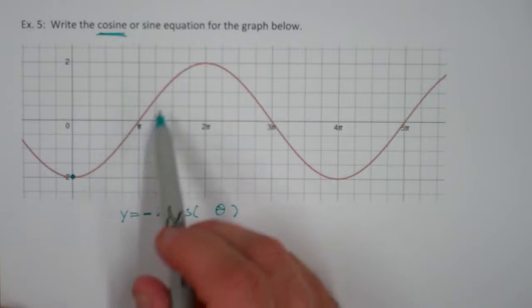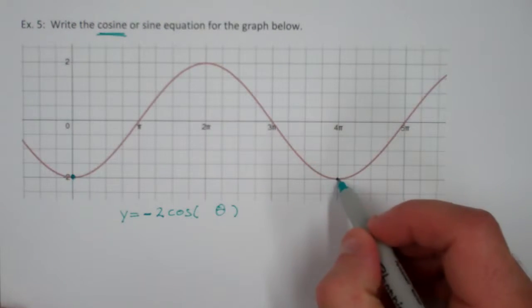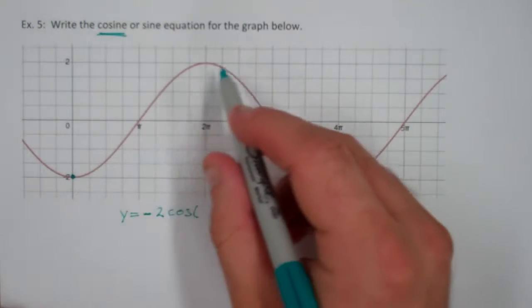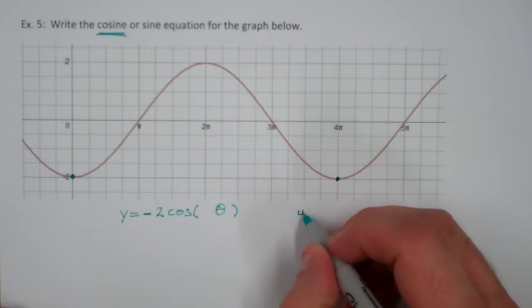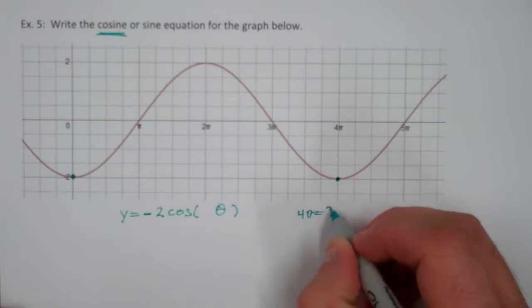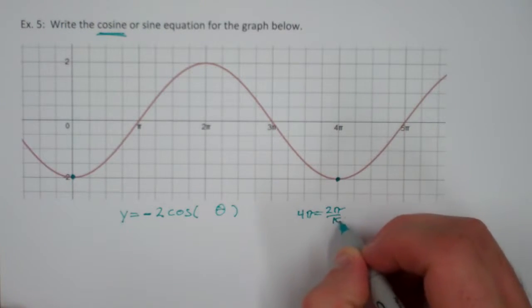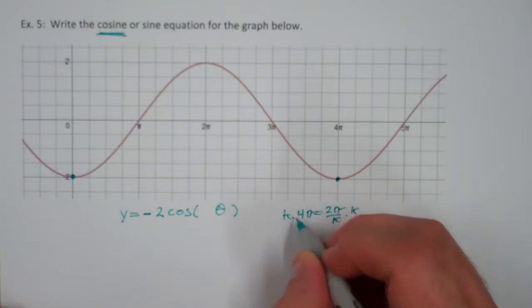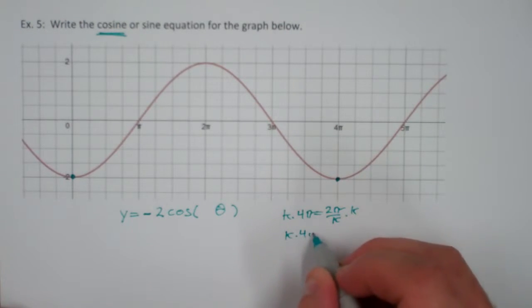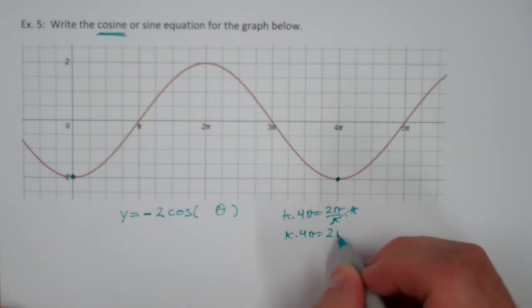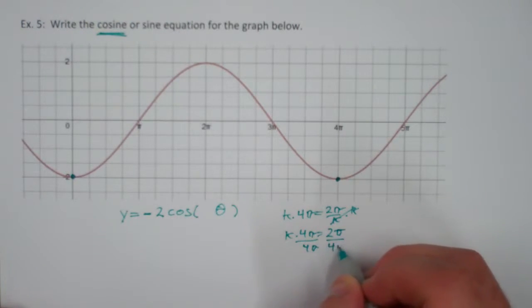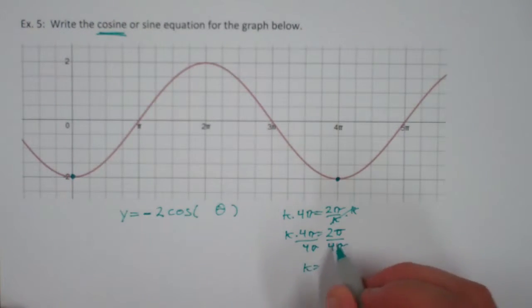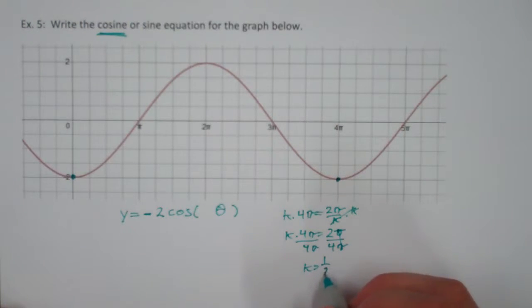This graph looks like it repeats every 4 pi. We can see that the y values will now repeat after 4 pi. So the period is equal to 2 pi over k. If we multiply by k on each side, and then divide by 4 pi, we'll find k. And k in this case is going to be 1/2.